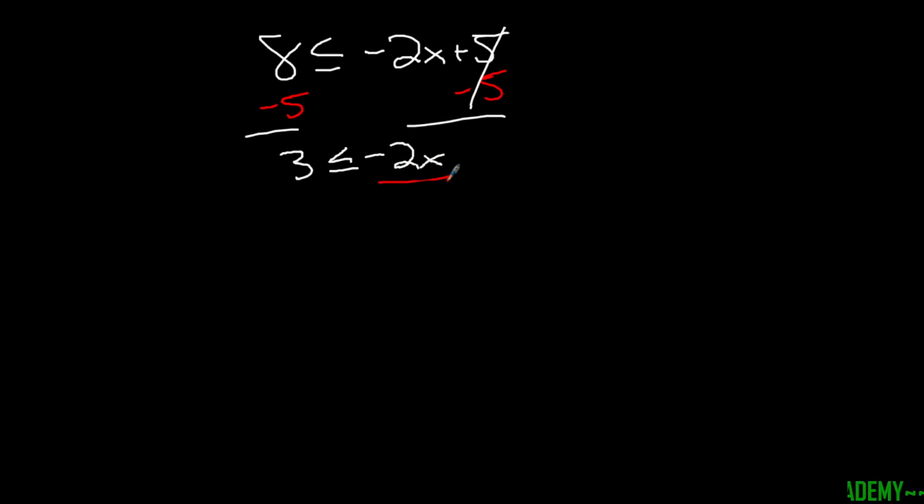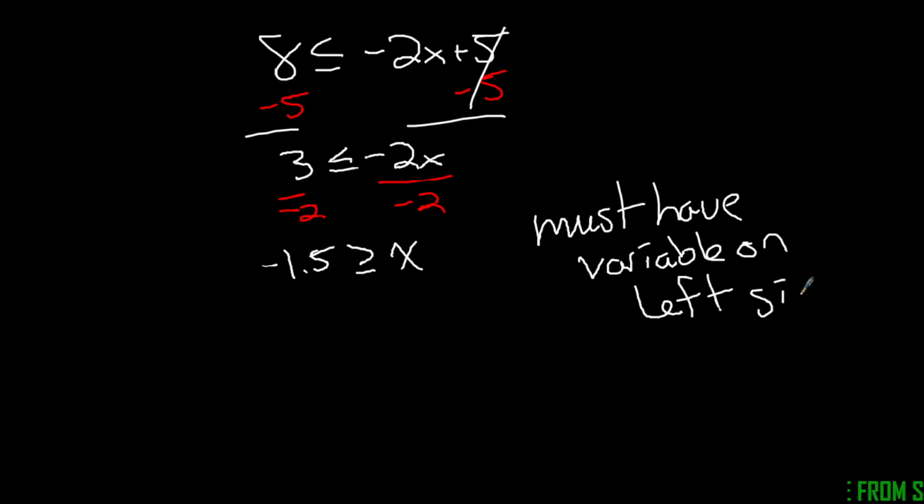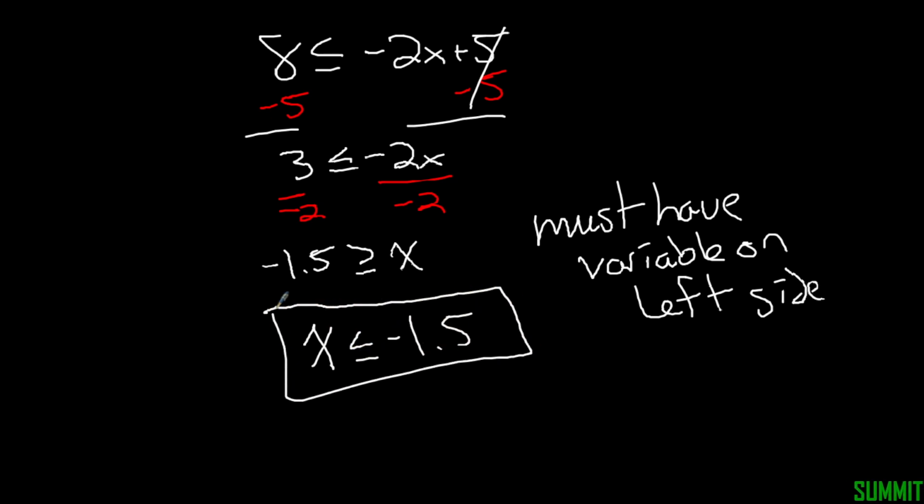Now this is where we have to flip that sign. So we're going to say divide both sides by -2. Since we divided both sides by a negative number, we have to flip our sign. So we say -1.5 is greater than or equal to x. But we must have the variable on the left side. So you have to make sure you're careful in this, so that way you can graph it out. So I'm going to say x less than or equal to -1.5.